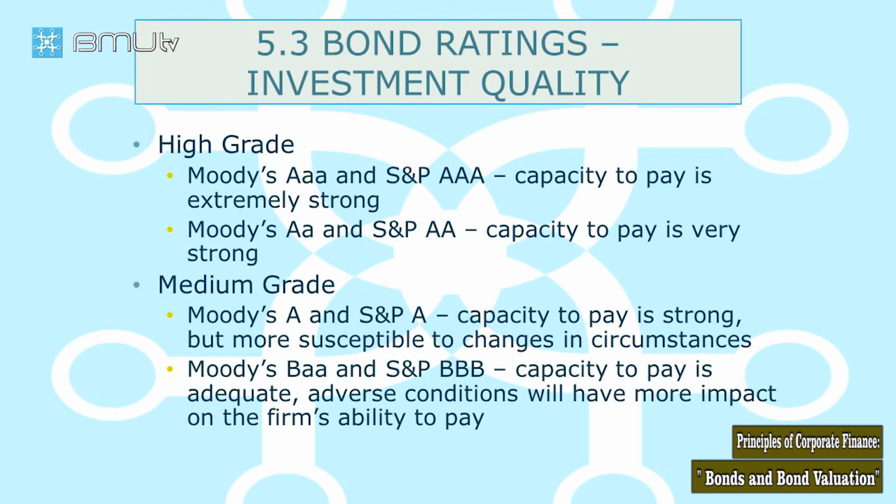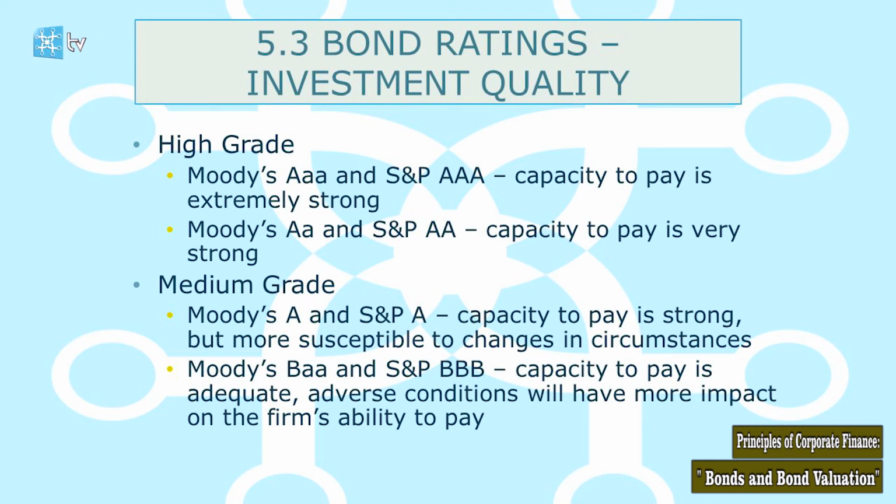And some words about bond ratings. It shows investment quality. We have rating companies, Moody's, S&P, and others. Moody's Aaa and S&P's AAA are high-grade bonds. Their capacity to pay is extremely strong. Moody's Aa and S&P's AA, capacity to pay is very strong. These are high-grade bonds.